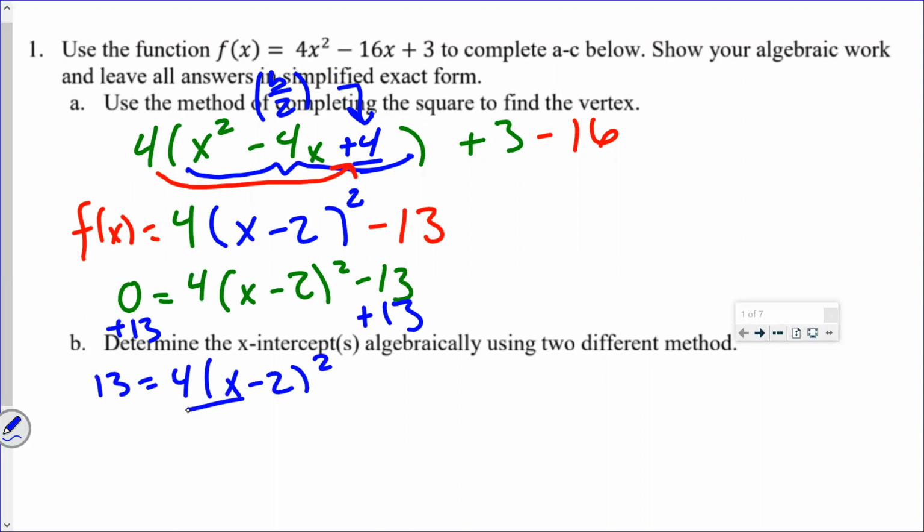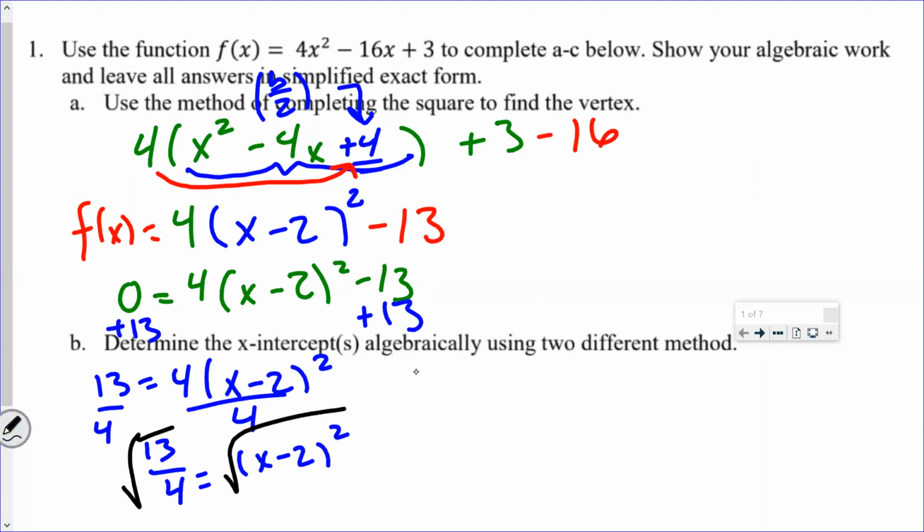Okay, and then I divide by 4, trying to get that square root alone. So I get 13/4. Write it as a decimal, but no big deal. All right, and then we take the square root of both sides, but as soon as I do that, got to make sure I have a plus or minus. Some of us are still forgetting that plus or minus. But after that, I just add 2. So I get 2 plus or minus the square root of 13/4.